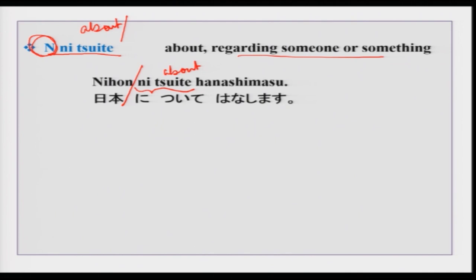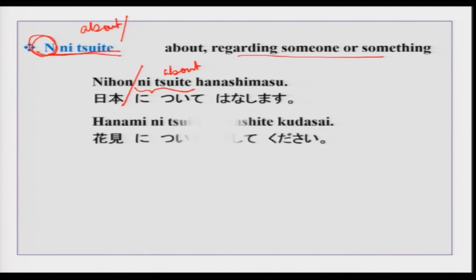Nihon について, お母さんについて話します。学校について話します。日本語について話します。So, please remember noun について, about, pertaining to. Hanami について話してください。A request that please talk about hanami.